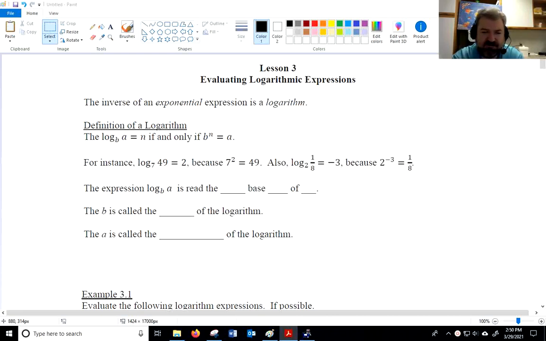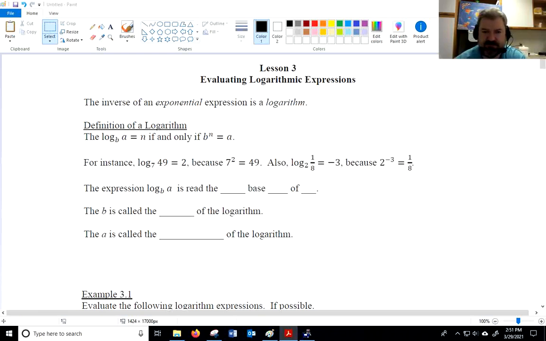So we define the logarithm so that the log base b of a is said to be n if and only if b to that power n would give you a. So for instance, the log base 7 of 49 must be 2 because 7 to the second power is 49. Also, the log base 2 of 1 over 8 is negative 3 because 2 to the negative 3 is 1 over 8.